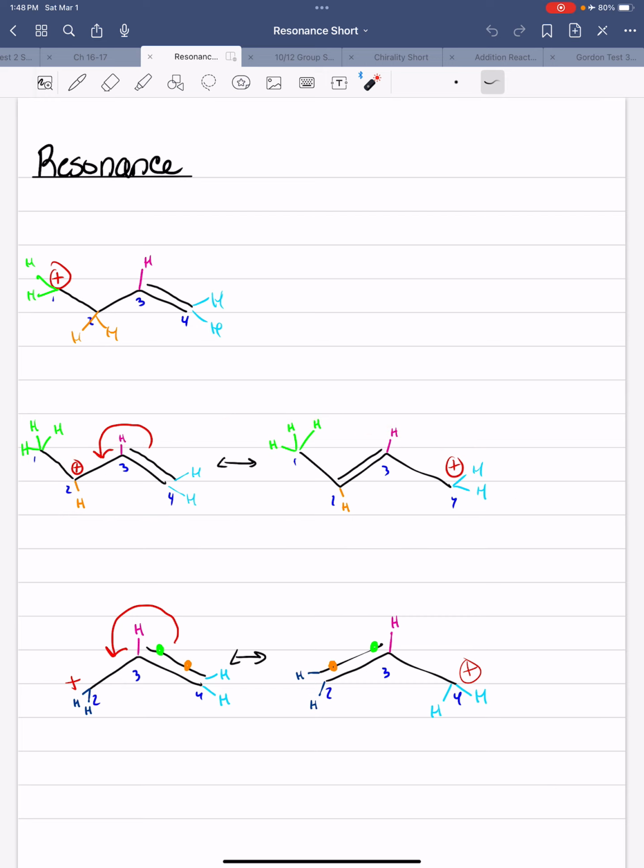So the goal is to always try to, if we come up with a charge, if we're able to balance it or spread it out over multiple atoms, it's gonna make that molecule more stable.